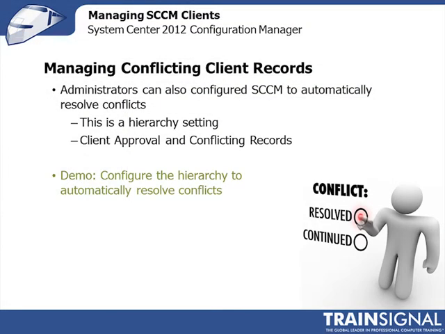And as I mentioned, you can also configure Configuration Manager to automatically resolve conflicts using a hierarchy setting called Client Approval and Conflicting Records. So, as you may guess, we're going to go over to the Configuration Manager console for Global Mantics and configure the hierarchy to automatically resolve conflicts if it's not already configured in this way.